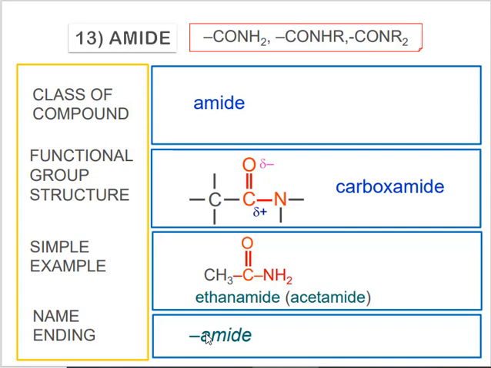Next is amide. How do we identify an amide? You have a carbon double bond O bonded to a nitrogen. This is how you identify if there is an amide present in the compound. The name of the functional group is carboxamide. When answering, it depends on whether the question asks for class of compound or functional group. Amide names end with amide. For example, this amide with 2 carbons is ethanamide.